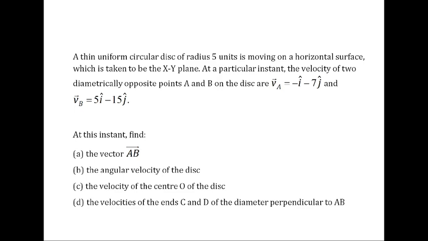The first thing being the position vector AB, the angular velocity of the disk, the velocity of the center of the disk, and then if I were to draw a diameter perpendicular to AB, then its ends are called C and D, and we have to find the velocities of C and D as well. So let us proceed, starting with the first part.